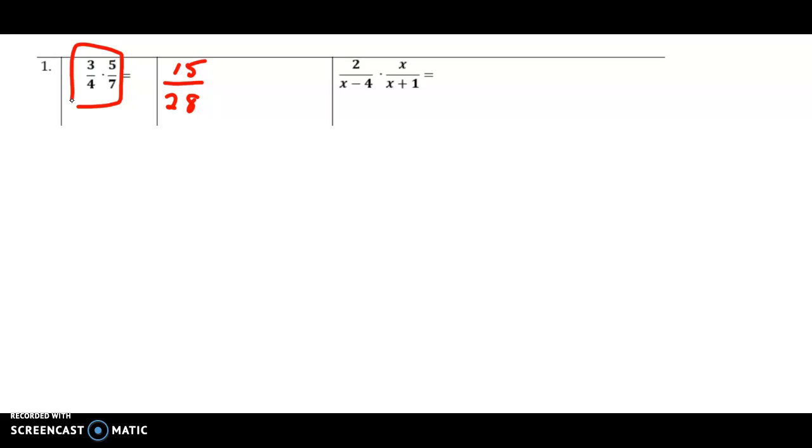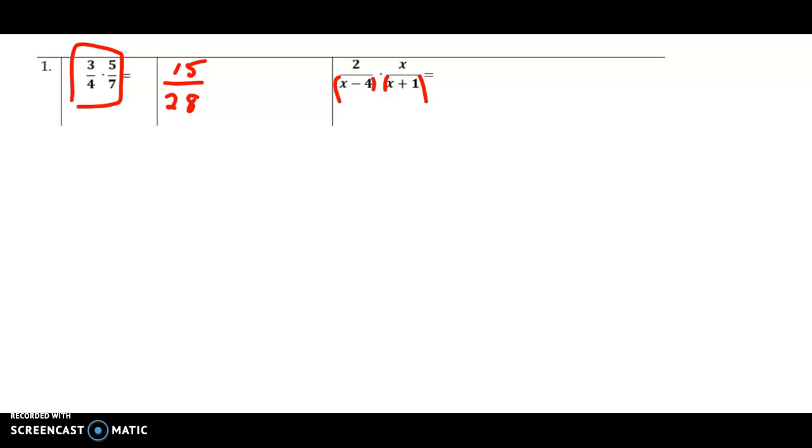So how does that translate to this problem? Well, you're going to do exactly the same thing. Numerator times numerator, denominator times denominator. Now look at your denominators. They are going to be binomials. So when you multiply those together, you're going to have to FOIL. And then you would simplify them just like you always would if there's something that could simplify.